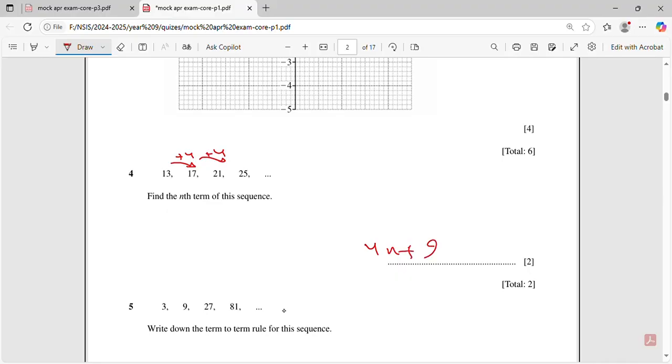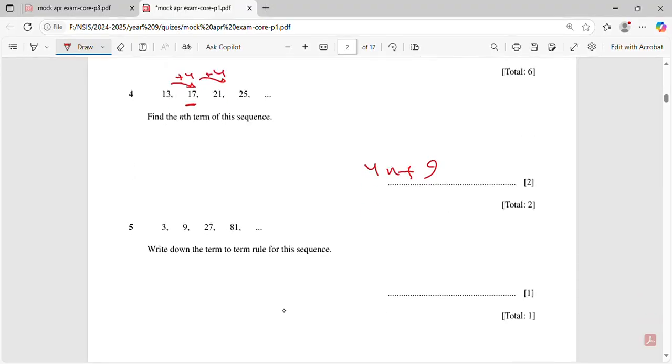To check your answer, you have to put the order of the term. As an example, let's take the second term. I will put 2 instead of n. It will be 4 times 2, 8. 8 plus 9 equals 17. So my answer is correct.